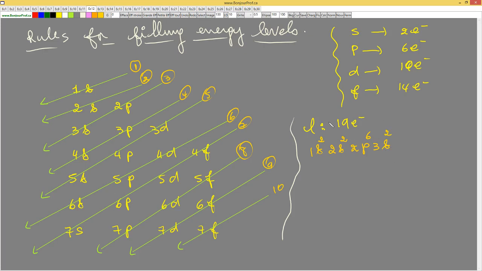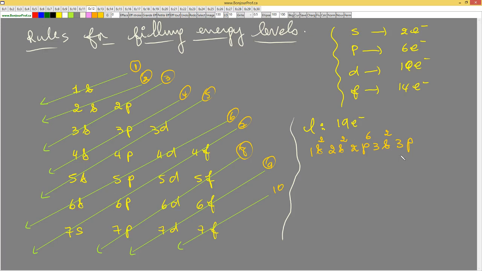So how many electrons did I catch? 19 or not? I have to count. 2 plus 2, 4 plus 6, 10 plus 2, 12. No. So I finish it with the diagonal 3. I have to go to diagonal 4. They tell me try 3p.